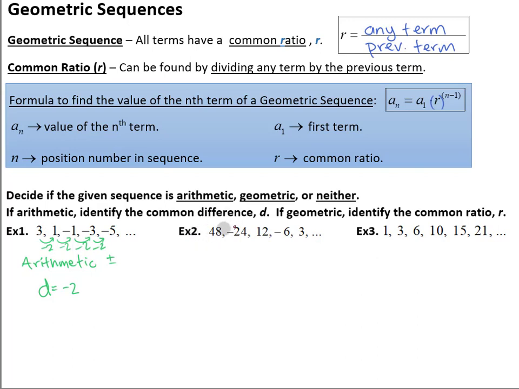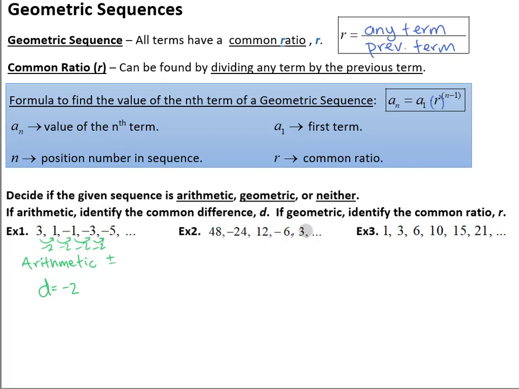Okay, number 2, if I'm thinking in terms of subtraction, we went really far down. But wait, then we went way up, right? We went from a negative to a positive. So I don't think we're adding or subtracting the same number. I think we can rule out arithmetic for this problem. So maybe it's geometric. Well, let's check and see if we can find a common ratio.